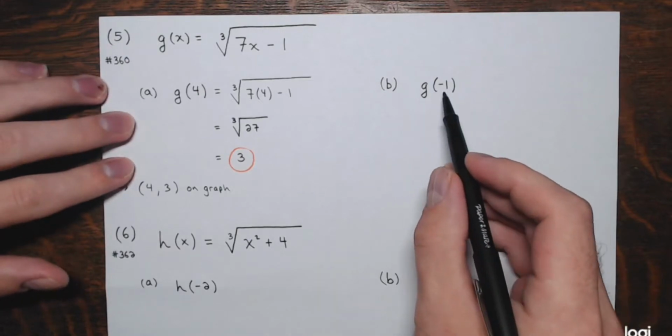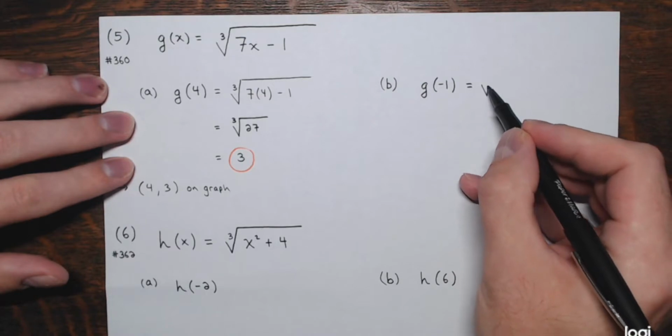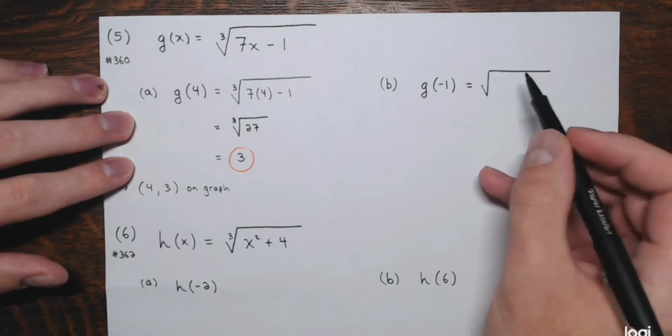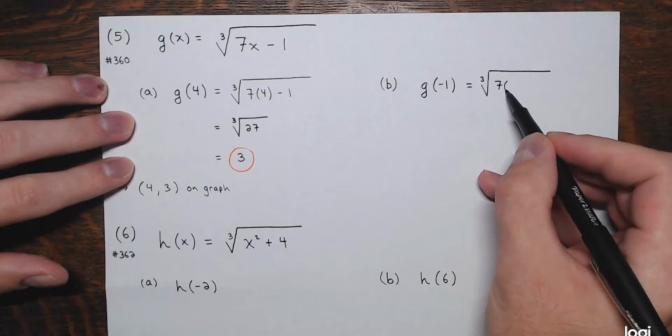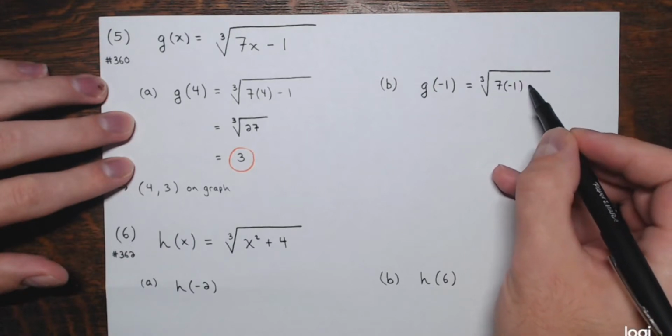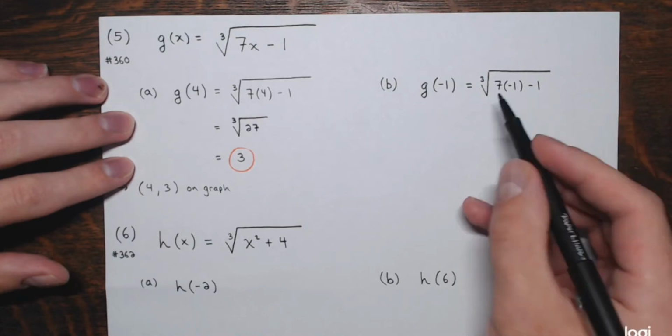And how about g of -1? What's the output when the input is -1? So this would be the cube root of 7 times -1 minus 1. This would be -7 minus 1, which is -8.